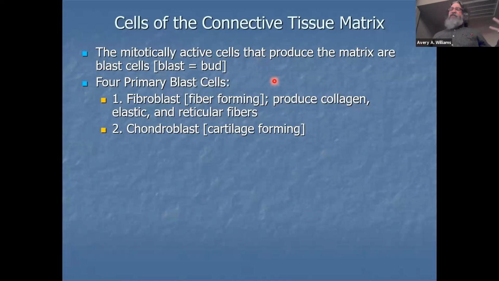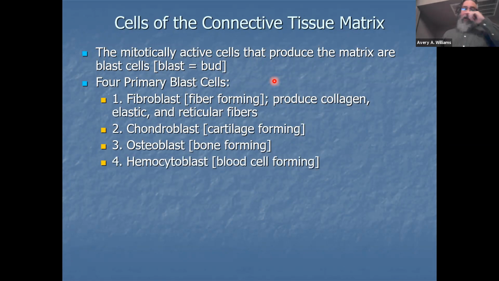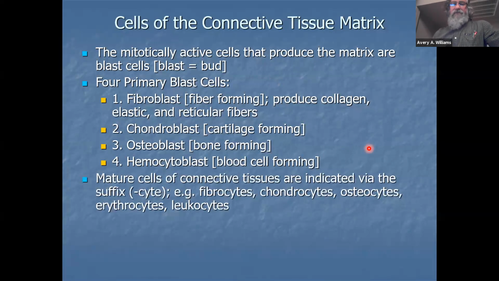Chondro, anytime you hear chondro, think cartilage, right? So chondroblasts, those are the cartilage-forming cells. And so where cartilage is forming, you're going to have these cartilage-forming cells, or chondroblasts. Likewise, osteoblast. Those are bone-forming cells. Well, bone-forming cells lay down a bony matrix, or they'll help turn something to bone, right? Then the fourth one, hemocytoblast. Heme means blood, cyto means cell, right? So blood cell forming cells. Get it? Blood cell forming cells, hemocytoblast.